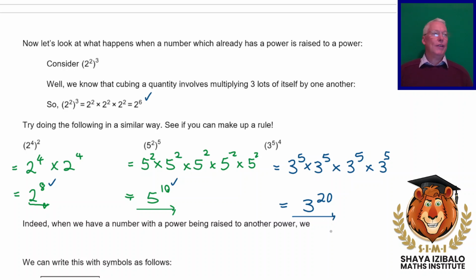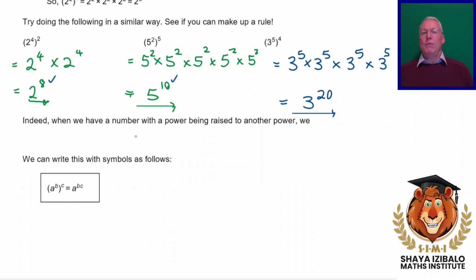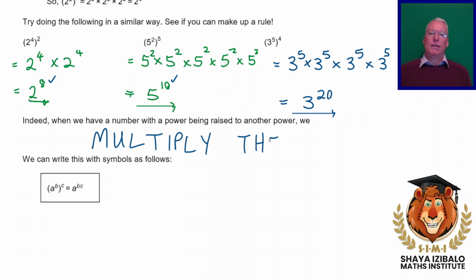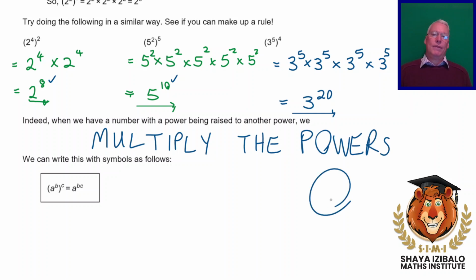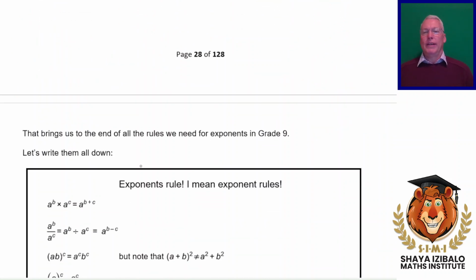Does it make sense? It always makes sense. So when we have a number with a power being raised to another power, we multiply the powers. Make sure you fill this in your workbook. We could write that using variables. We've got a to the power of b raised to the power of c, we just get a to the bc, and bc means b times c. Don't worry too much about this as long as you understand the rule in words.